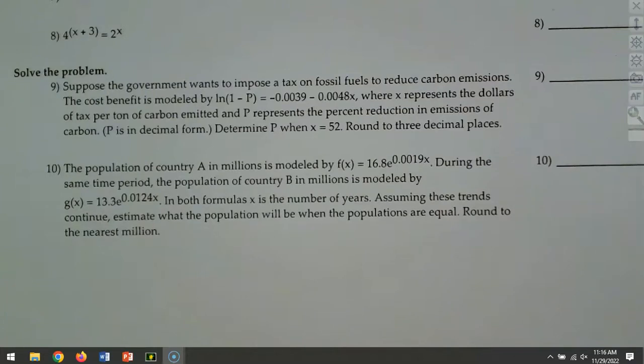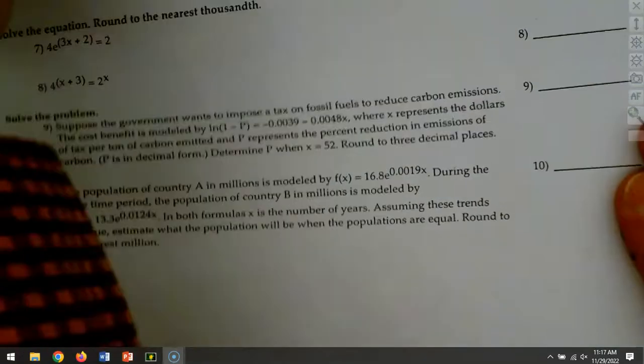So we're going to plug in to this equation 52, and then we're going to see how to solve it. It looks more complicated than what it really is. We're going to plug in our 52, break it down, and then we're going to see how to solve that exponential. And so this is question 9.